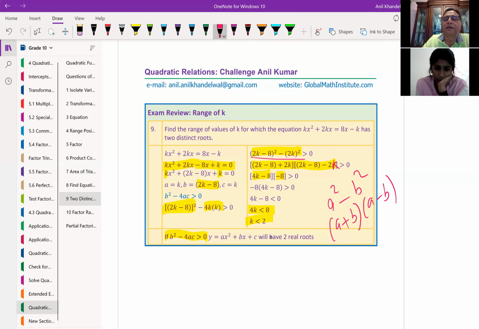Now that should be greater than 0, right? Since it is minus 8, I have to change the sign when I divide by minus 8. So I get 4k minus 8 is less than 0, and 4k is less than 8, and k is less than 2. So that is how I did it using inequalities. Is that clear to you? Yep. So a slightly different approach than what you could have taken, but your approach was also correct in this case. Perfectly fine. I would never have thought of factoring.